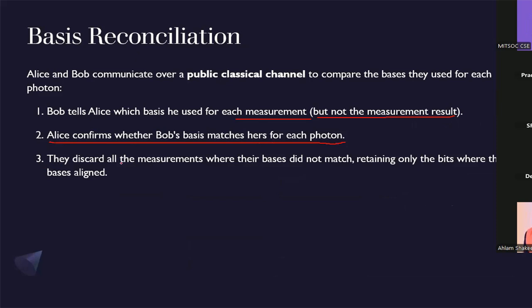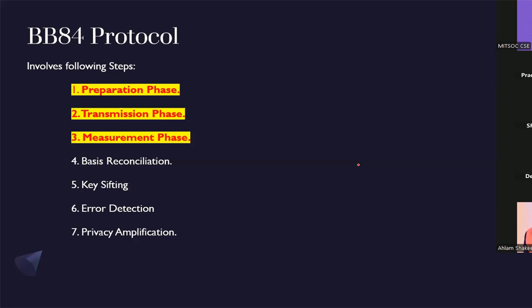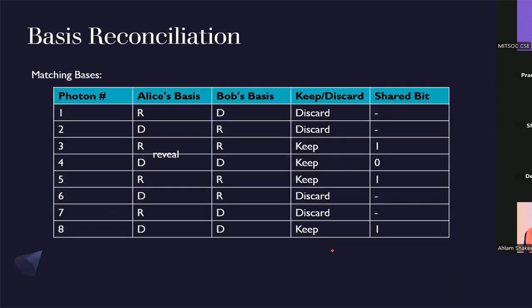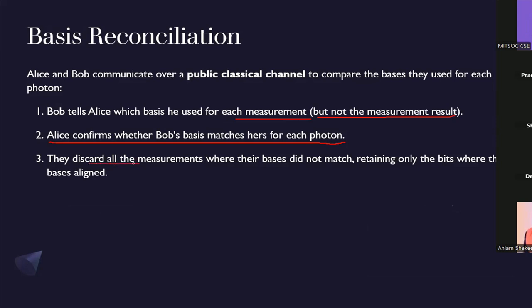They discard all the measurements where their basis didn't match. That means this one gets discarded, this will be discarded, this will be discarded, and lastly this will also get discarded. Discard all the measurements where their basis didn't match, retaining only the bits where the bases are aligned.